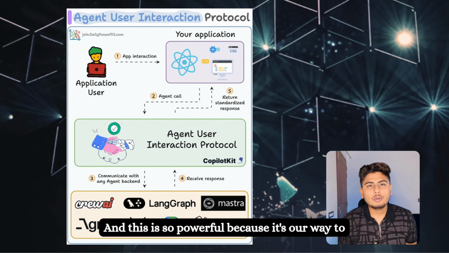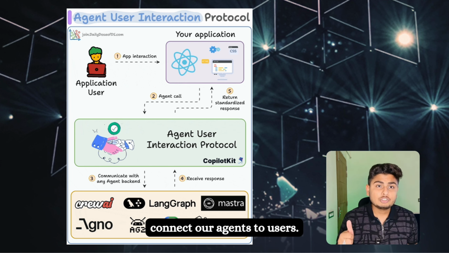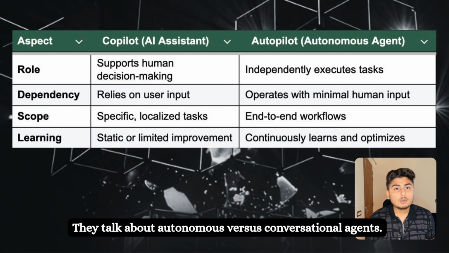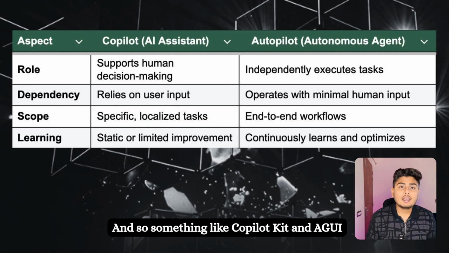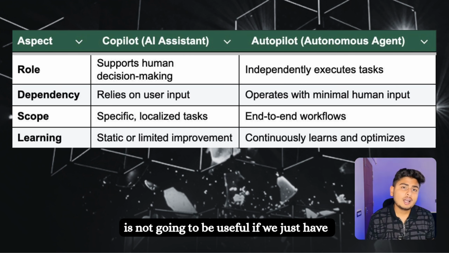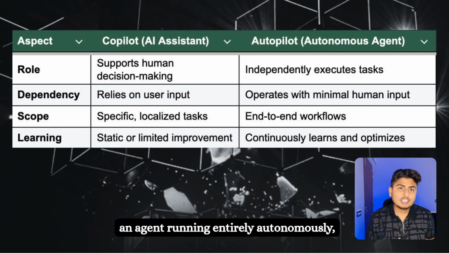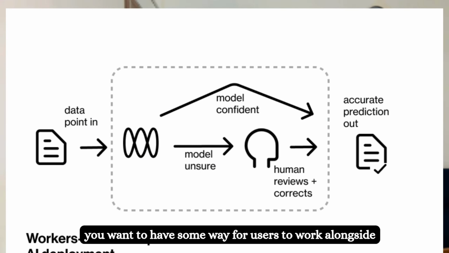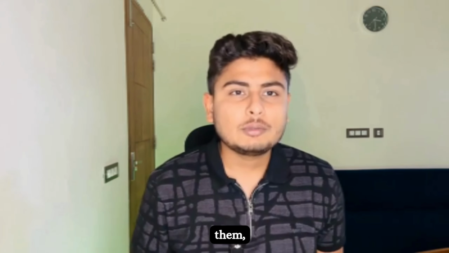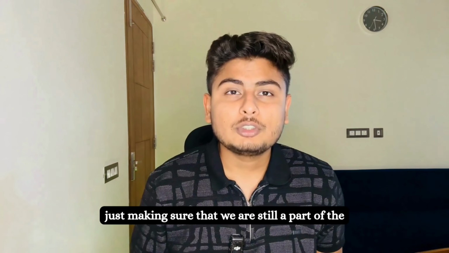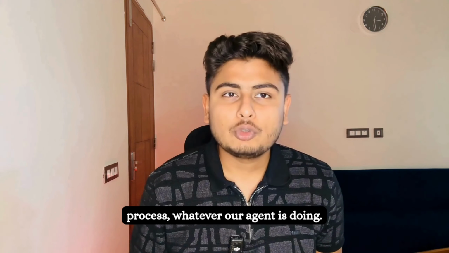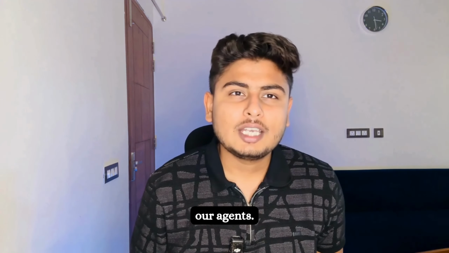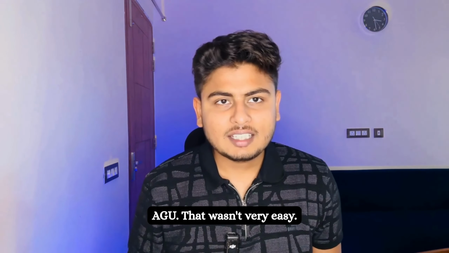And this is so powerful because it's our way to connect our agents to users. And that is crucial because most agents in general, and I like this, they actually talk about autonomous versus conversational agents. And so something like CopilotKit and AGUI is not going to be useful if we just have an agent running entirely autonomously, just doing things behind the scenes. But most agents, you want to have some way for users to work alongside them, especially for things like human in the loop, just making sure that we are still a part of the process, whatever our agent is doing. And so we almost always want a front end to work with our agents. But until we had AGUI, that wasn't very easy.